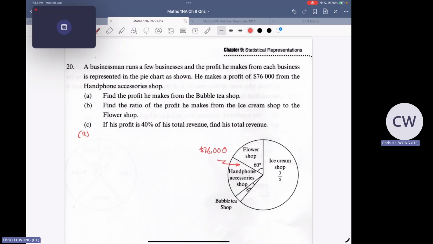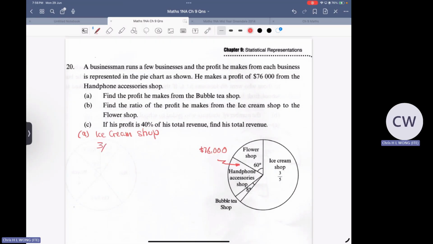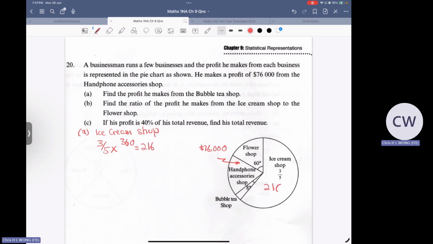Ice cream shop, 3/5 times 360 degrees. Let me check. 3 times 360 divided by 5 will give me 216 degrees. So this is 216 degrees. Yes?